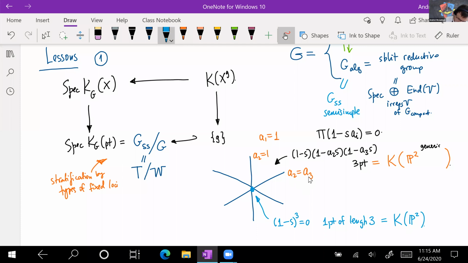And there's an intermediate case where A2 is equal to A3. And so when A2 is equal to A3, I'm going to get 1 minus S over 1 minus A2 S squared. And so this is 1 point and then another point of length 2. And that is clearly the K-theory of, I take P2, and I take the fixed locus of an element of the form 1, A2, A2. Right? Because this fixed locus would be a point in the P1, and its K-theory here is going to be a point and another point of length 2. That clear?